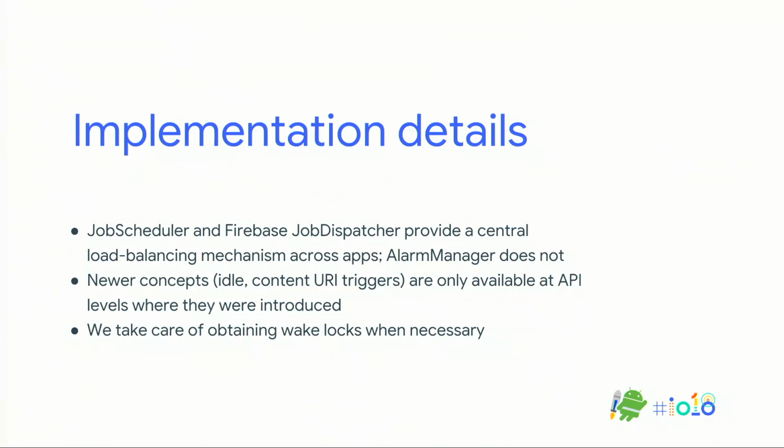A couple implementation details. So Job Scheduler and Firebase Job Dispatcher through Google Play Services, they provide a central load balancing mechanism for execution. So if every app on your device is trying to run jobs, they'll load balance them. They'll make sure that you're not running too much work on your device and burning up your battery. The Alarm Manager implementation that we have, unfortunately, can't do that because it's only aware of your own app. Of course, newer concepts like content URI triggers, idle, Doze mode, et cetera, are only available at the API levels that they were introduced at. So those methods will be marked with requires API with the appropriate API level.